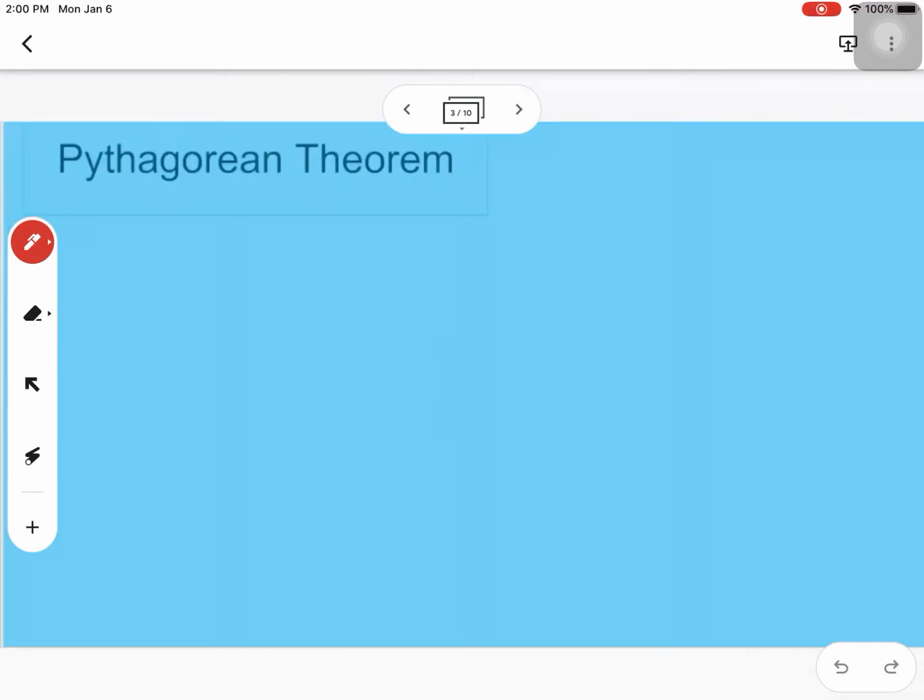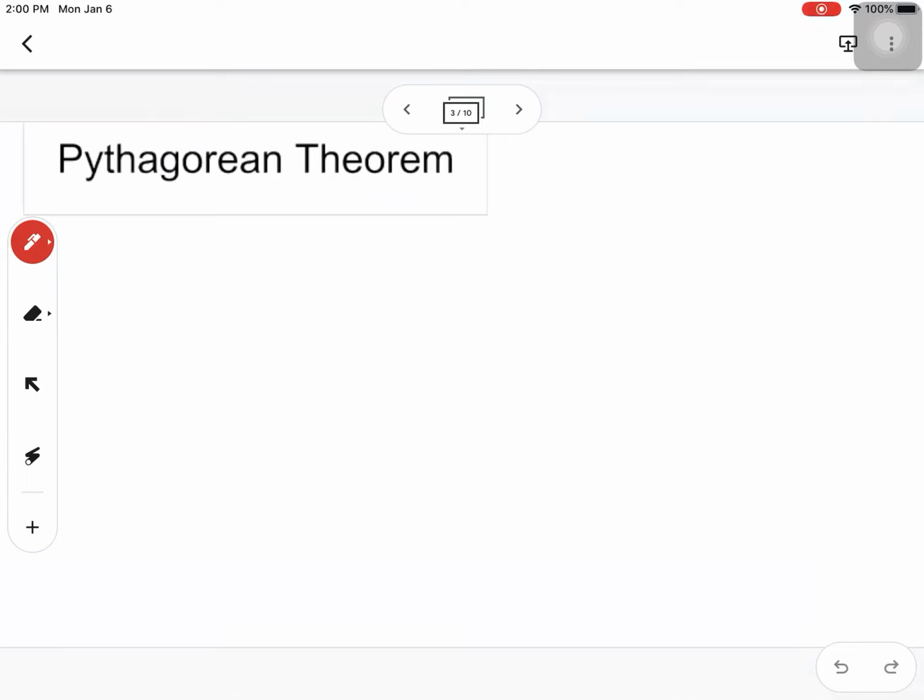Today's notes are a lot of review of geometry, starting with the Pythagorean theorem, making sure that you know what that is.